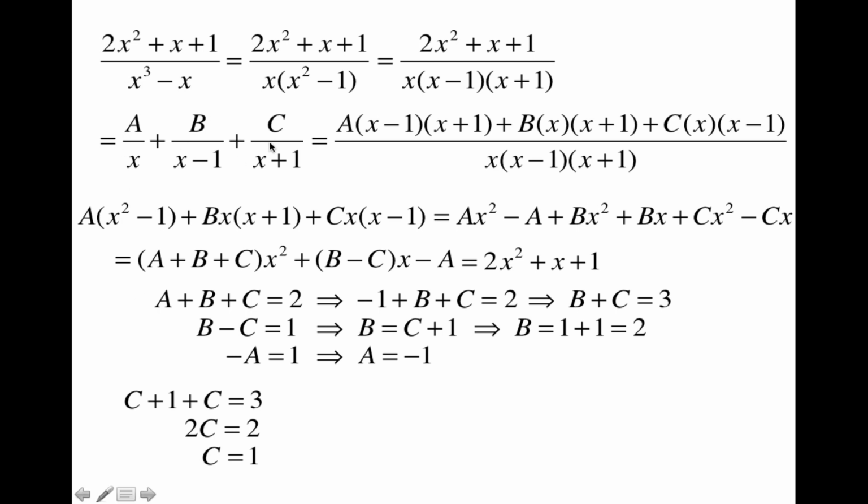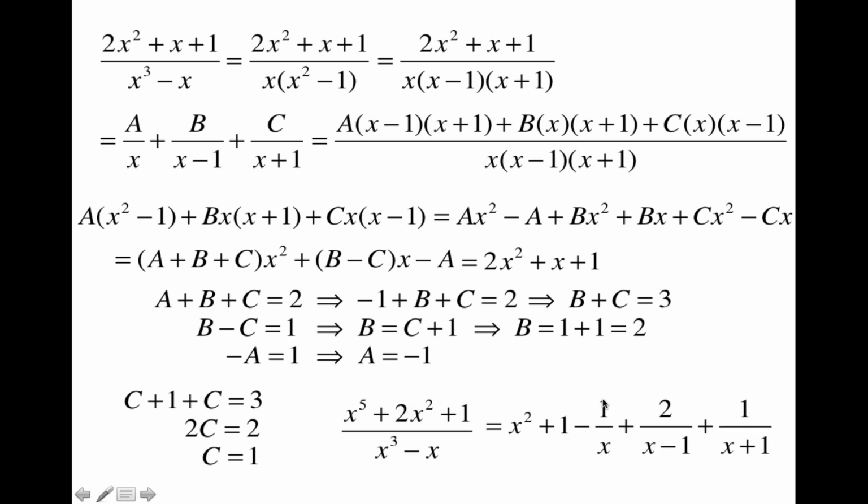So now I can go ahead and write my partial decomposition. From the very beginning, remember we had this one. After we did the long division, we had this. And then here is our final remainder.